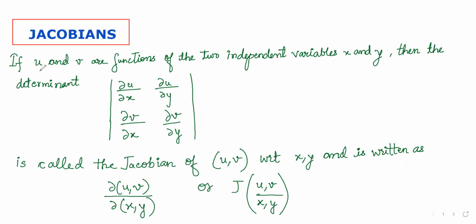Here we will see that if u and v are functions of the two independent variables x and y, then the determinant we can write as delta u upon delta x, delta u upon delta y, delta v by delta x and delta v by delta y is called the Jacobian of u, v with respect to x and y.